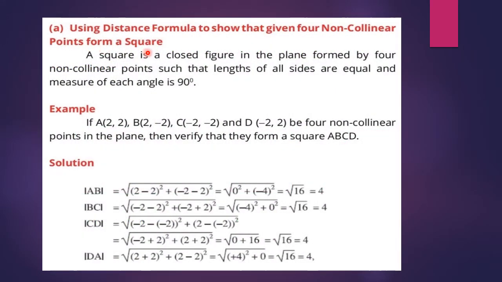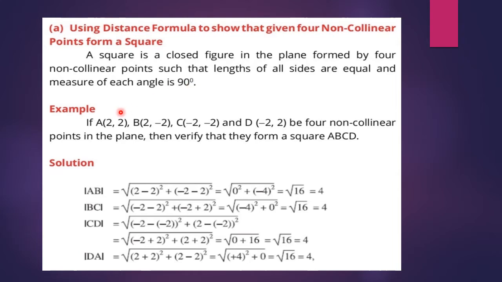First, using distance formula to show that the given 4 non-collinear points form a square. We know that a square is a closed figure in the plane formed by 4 non-collinear points such that lengths of all sides are equal and measure of each angle is 90 degrees.